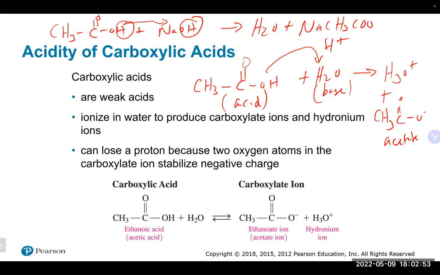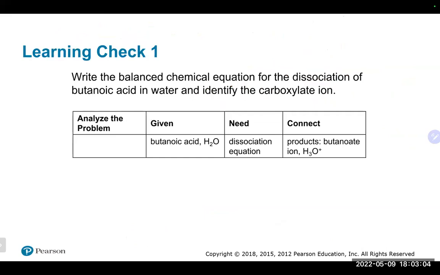Also, as we talked about, these are weak acids or weak electrolytes. So if you see it dissociate, those are the double arrows that we saw before with weak electrolytes that come up in the reaction.